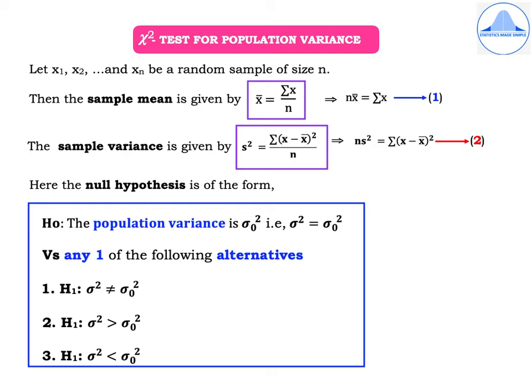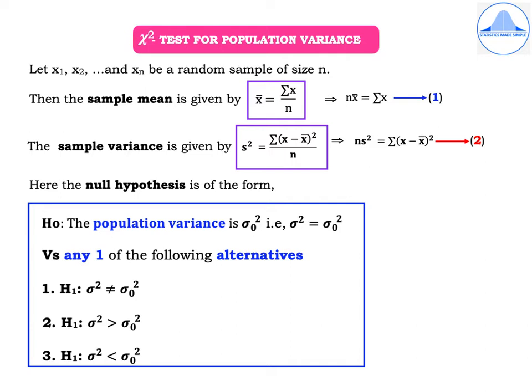The population variance is sigma naught square. That is, in terms of notations, we know that the population variance is denoted by sigma square. So it means that sigma square is equal to sigma naught square. Usually, the value of sigma naught or sigma naught square will be given to us in the problem, versus any one of the following alternatives.